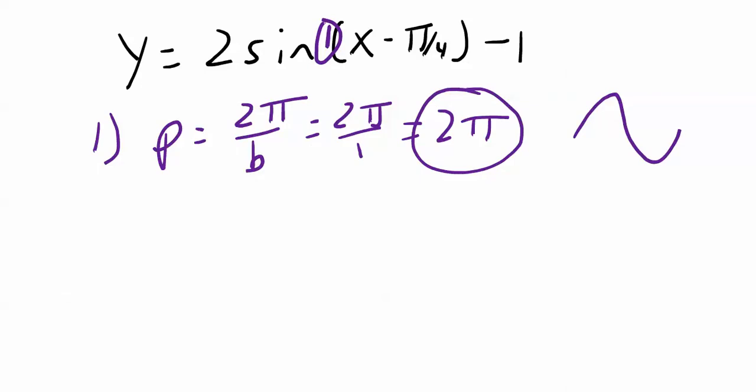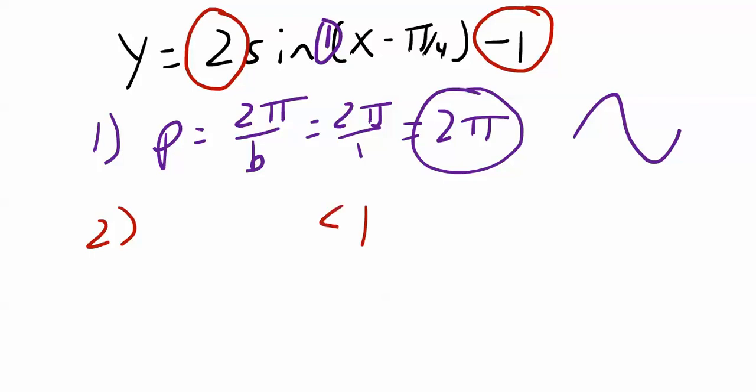Next thing I'm going to do is look at my range. I find my range by looking at my 2 vertical transformations. The midline, the middle of the graph, is at negative 1, and then the amplitude tells me how far up and down I travel from the midline to find the maximum and minimum of my graph. So I'm going to start at negative 1 and go up 2. So the highest I ever get is 1. And from negative 1, I'm going to go down 2, so the lowest I'm going to get to is negative 3. So my range is from negative 3 to 1.